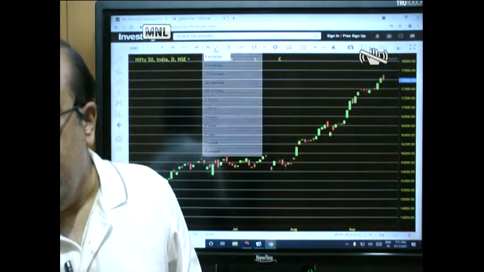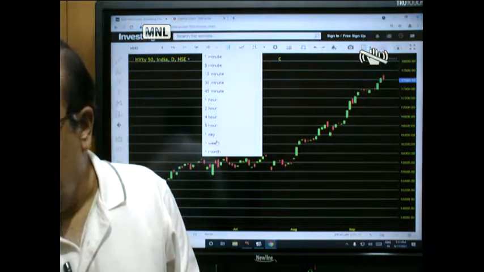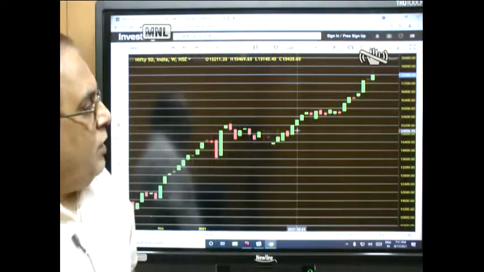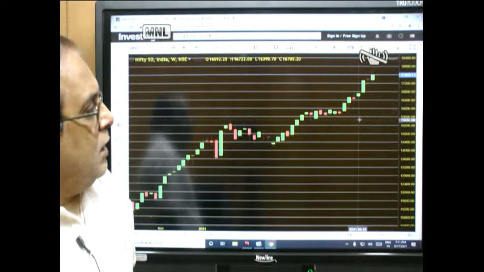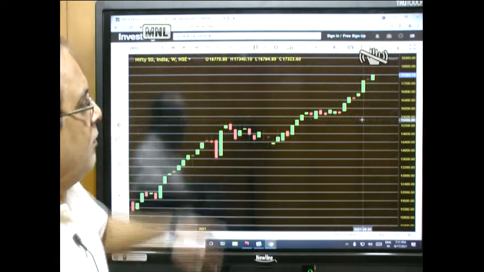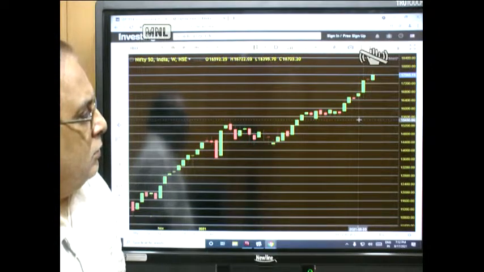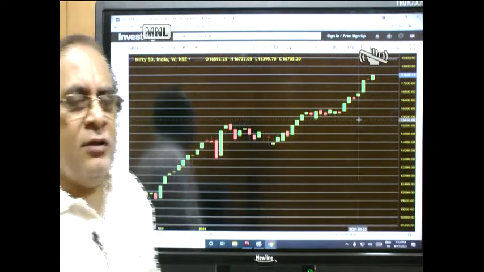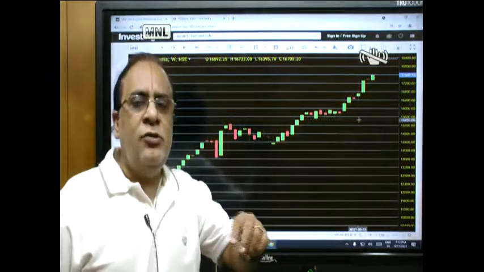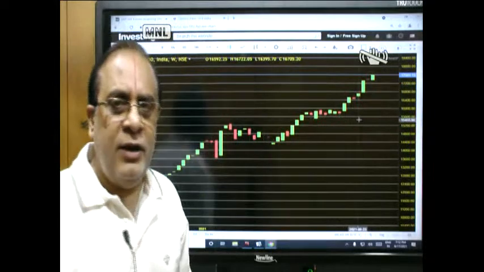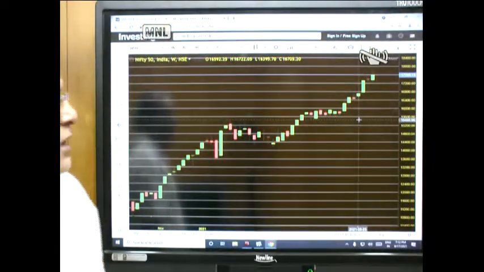So let's look at the weekly chart. Okay, now let's say this particular week it was 17,323, and the week before was 16,705. This is a 600 points gain. So this is a very abnormal movement. 600 points, normally it's very difficult for it to keep rallying like that.